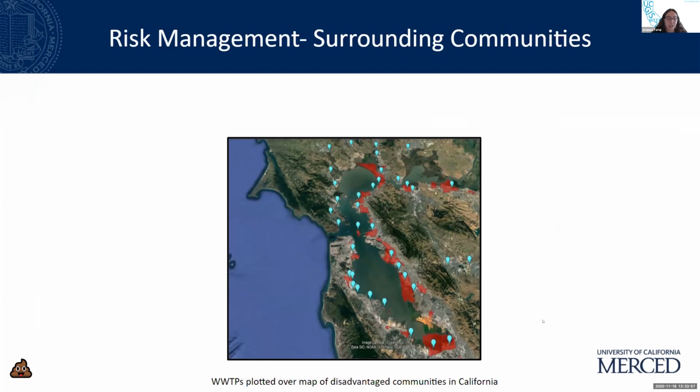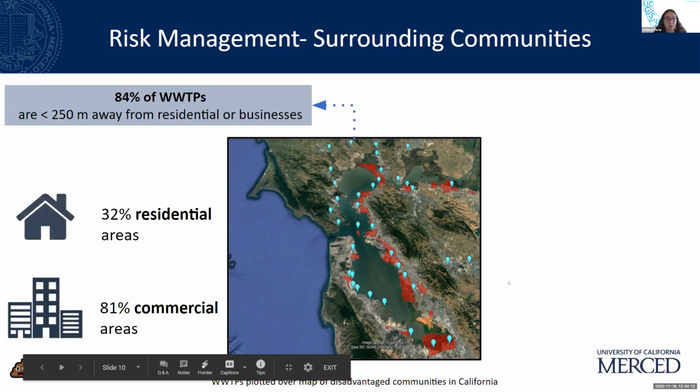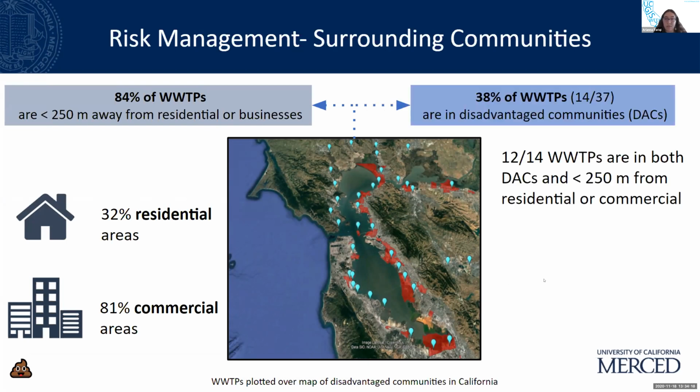So in ArcGIS Pro, we then calculated the intersections of wastewater treatment plants in disadvantaged communities, of the 37 wastewater treatment plants in the Bay Area, pictured here on the slide. From these statistics, we found that 84% of wastewater treatment plants are less than 250 meters away from residential or business areas. We found that of these wastewater treatment plants, 38% were in disadvantaged communities.